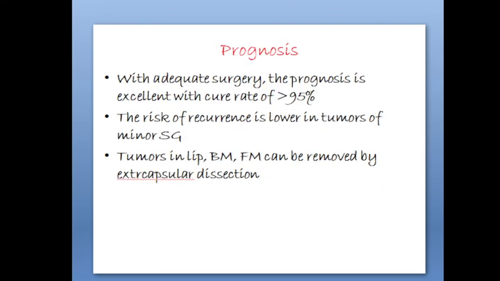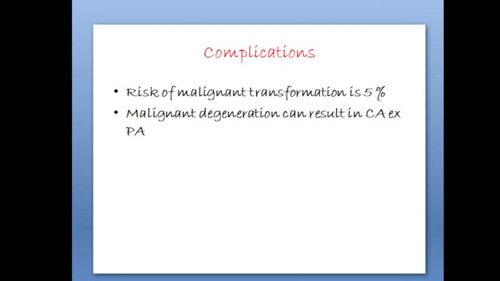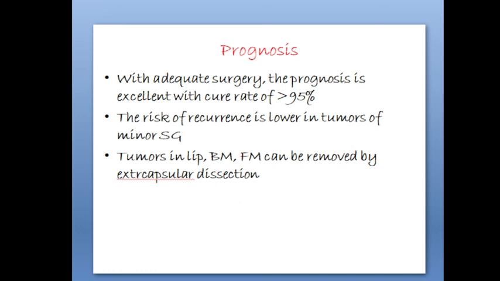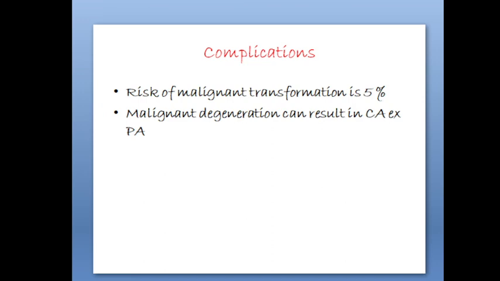Now, what is the prognosis of pleomorphic adenoma? The prognosis is very good with cure rate of greater than 95%. The risk of recurrence is lower in tumors of minor salivary gland. Probably they are not capsulated and they are removed en masse. The tumors in lip, buccal mucosa and floor of the mouth can be removed by extracapsular dissection. What are the complications of pleomorphic adenoma? The risk of malignant transformation is less than 5%. It can transform into carcinoma ex pleomorphic adenoma.